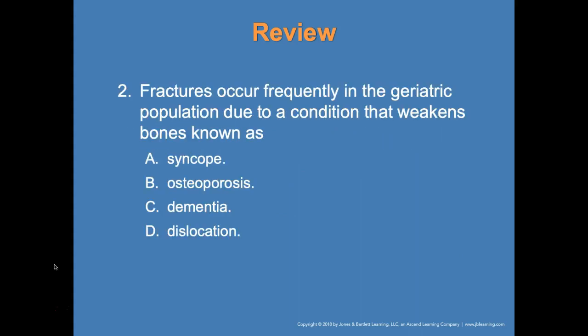Fractures occur frequently in the geriatric population due to a condition that weakens bones known as... syncope would be fainting. Dementia is a mental condition. Dislocation, well, that's not a disease. The one here that's a disease, a condition that weakens bones, we know is osteoporosis.